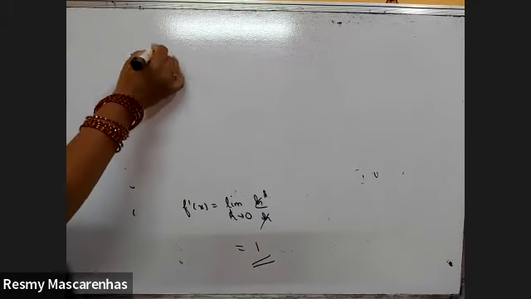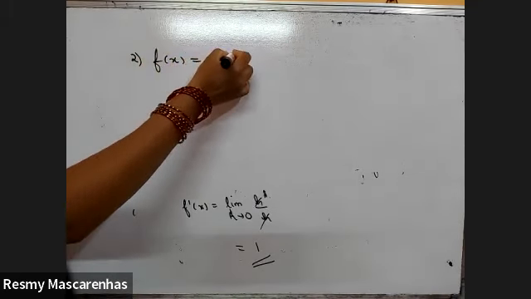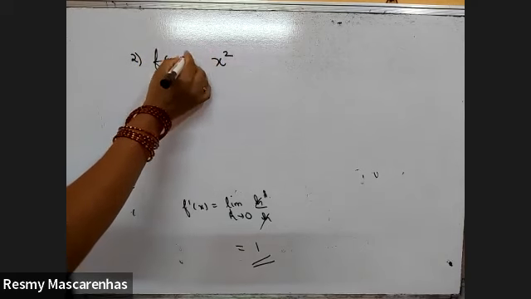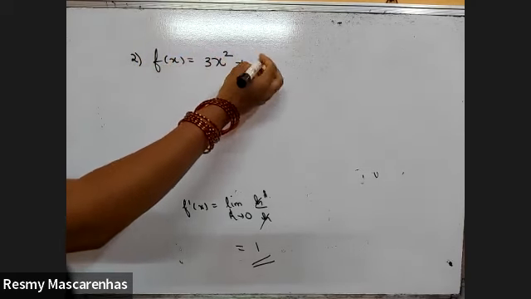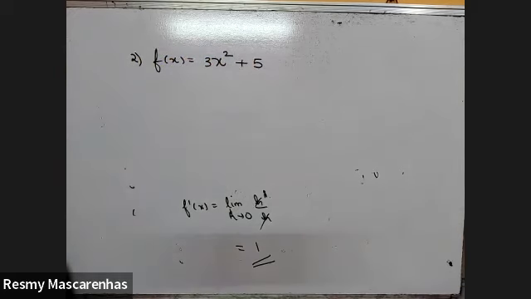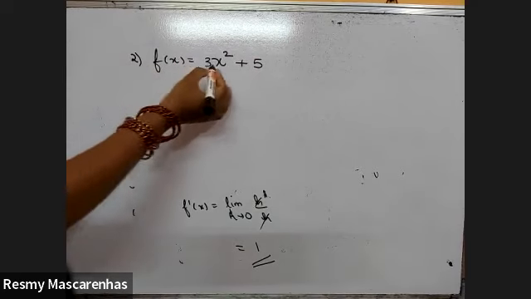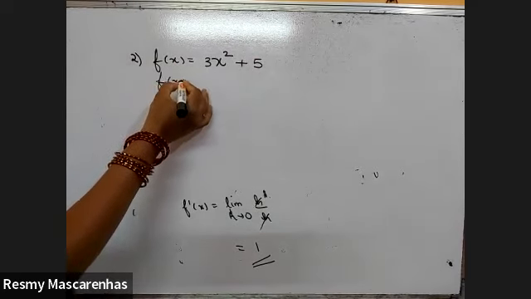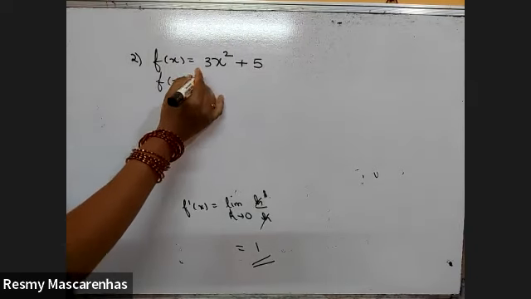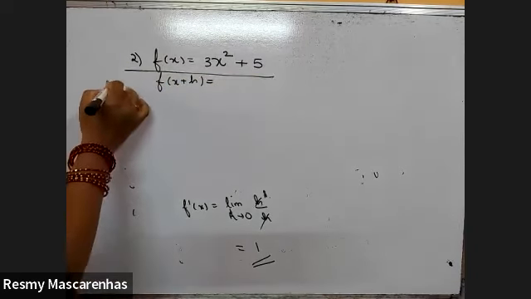Second one, find the derivative of 3x square plus 5. So we have to find the derivative, which means write the formula. Before that, let's see what f of x plus h is. So this is the question given to us. I'm starting with the solution.